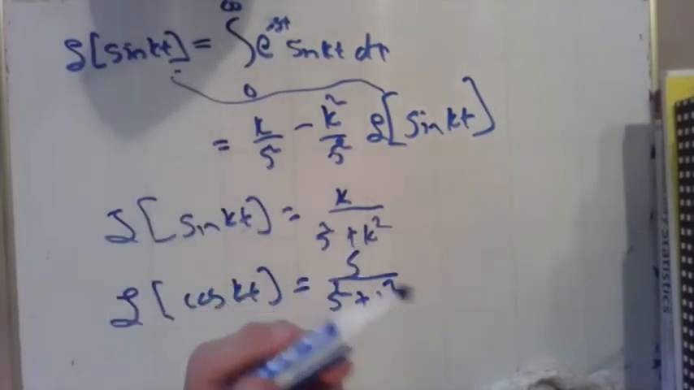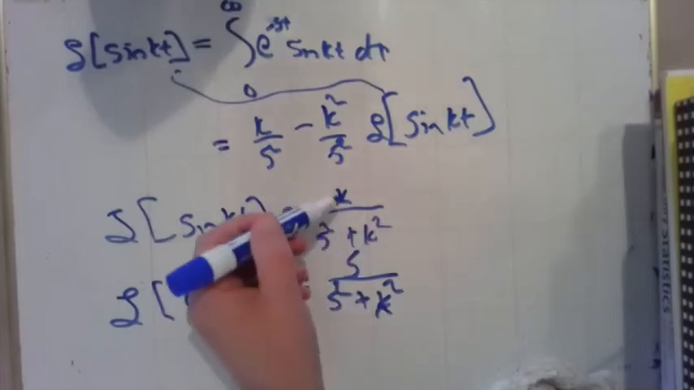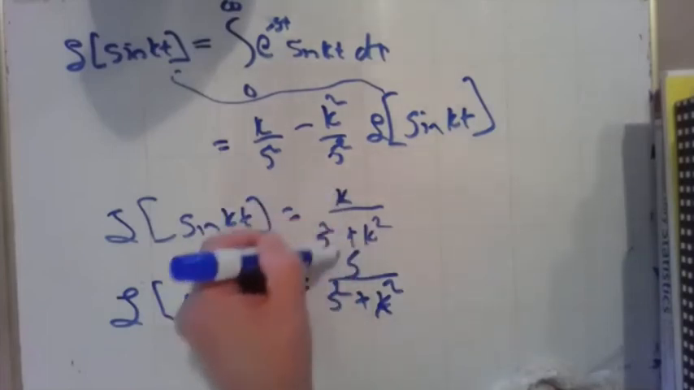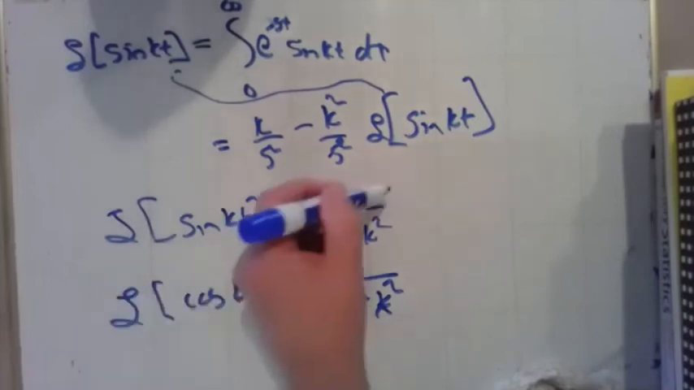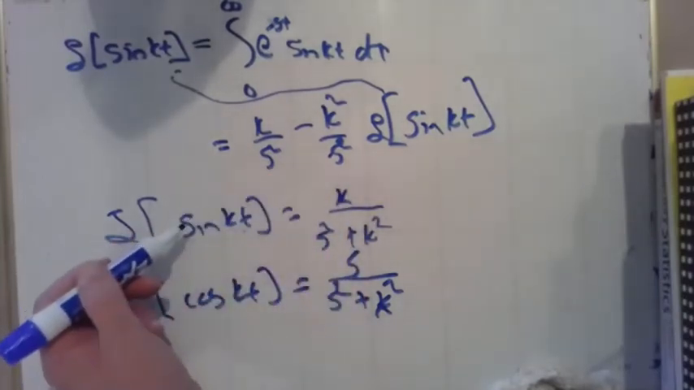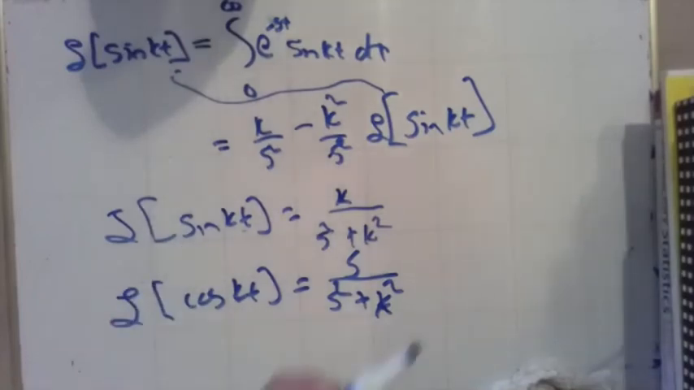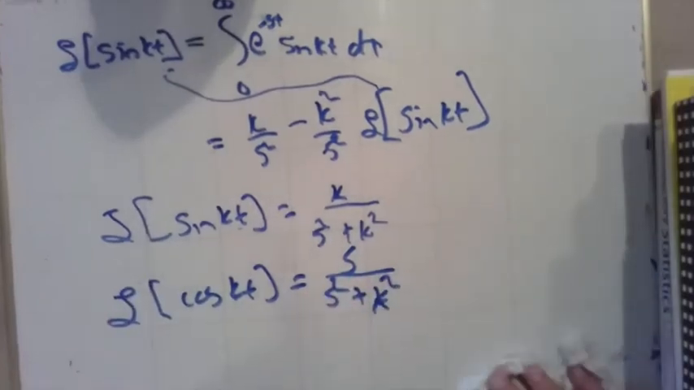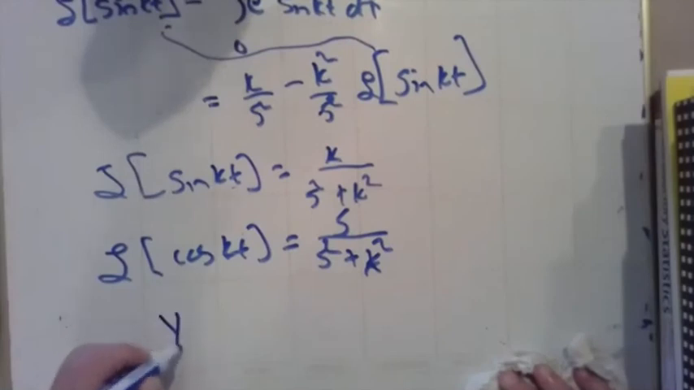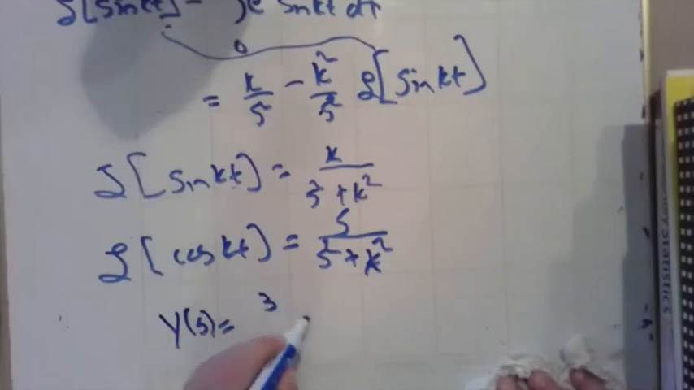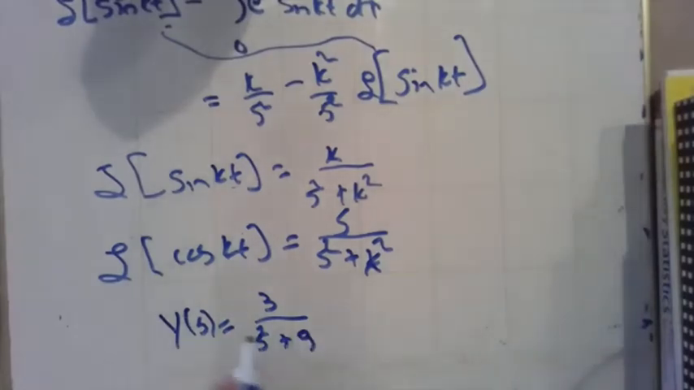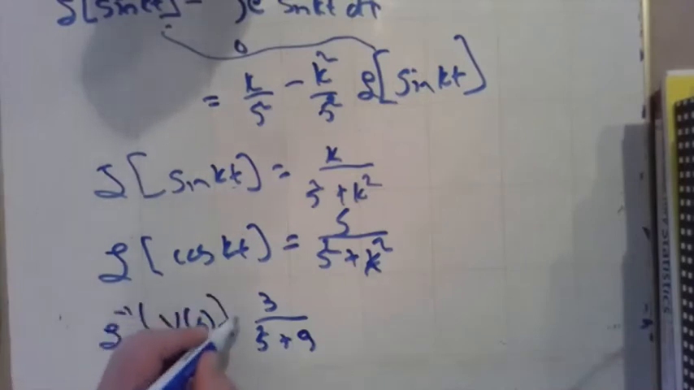So the takeaway I want you to have right now is if you've got an s on top, you've got a cosine. If you don't have an s on top, you've got a sine. So for example, let's say we had capital Y of s equals 3 over s squared plus 9. And I wanted to go backwards. I wanted to take the inverse Laplace transform of both sides.